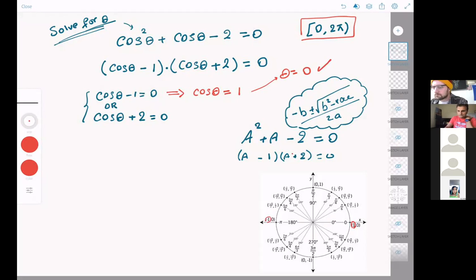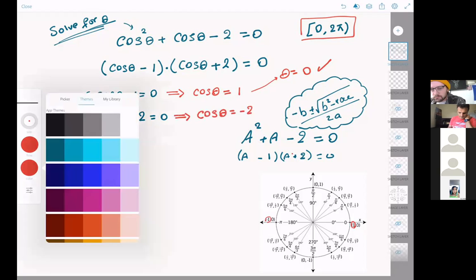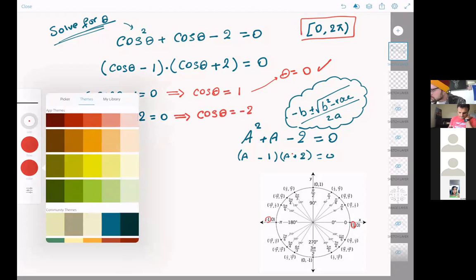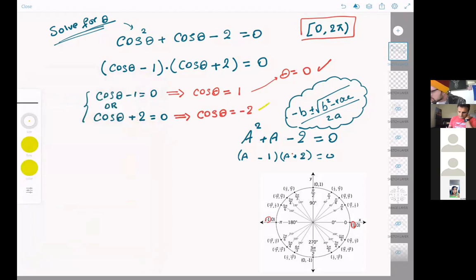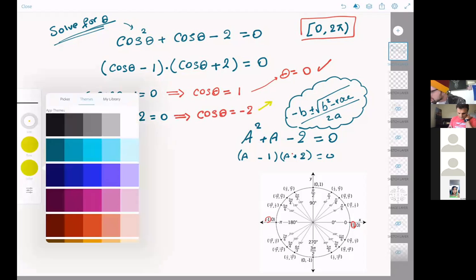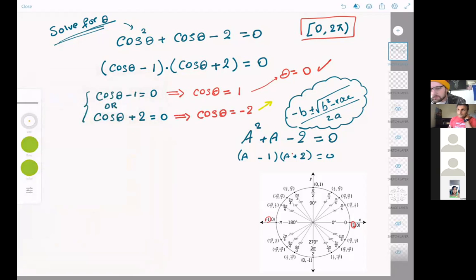Now, Karen, since you're challenging, tell me cosine of what angle is -2? I don't see any. You don't see any. Very good. Doesn't exist, correct? Cosine and sine, the maximum they get is 1, and the minimum is -1. So there's no solution for this. So only theta equal to 0 is the solution.